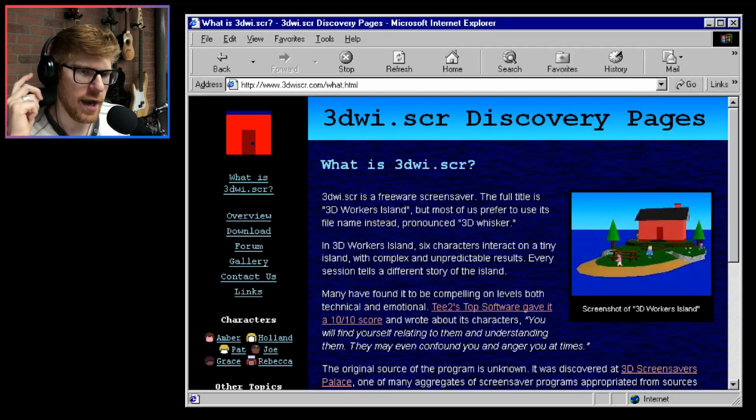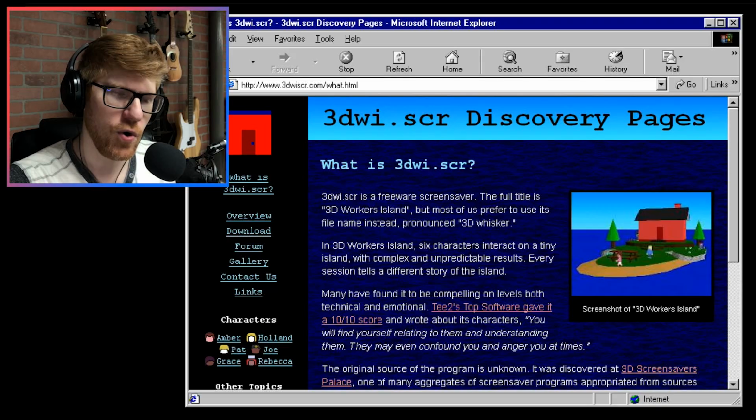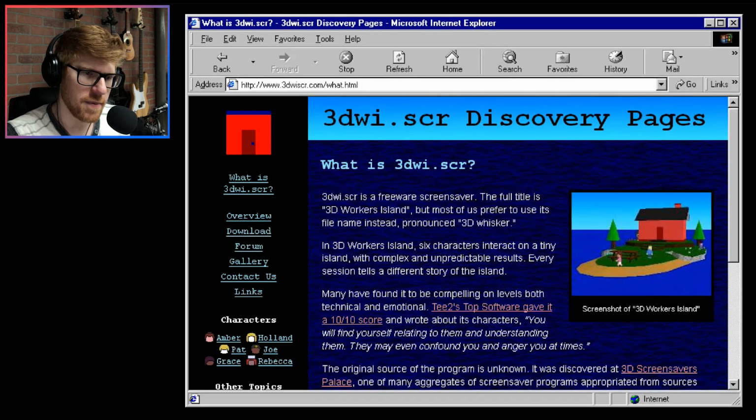In 3D Workers Island, 6 characters interact on a tiny island with complex and unpredictable results. Every session tells a different story of the island. Many have found it to be compelling on levels both technical and emotional. T2's Top Software gave it a 10 out of 10 score. Who is rating screensaver softwares? Well, T2, obviously. He wrote about its characters. You will find yourself relating to them and understanding them. They may even confound you and anger you at times.